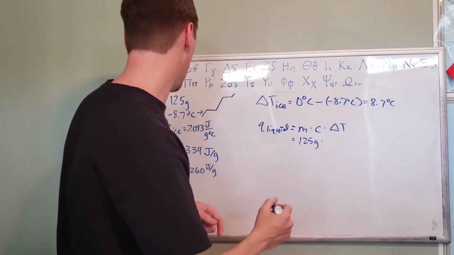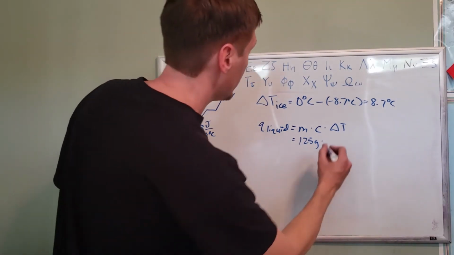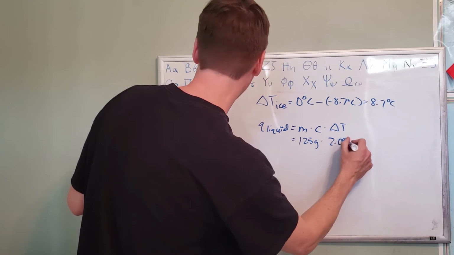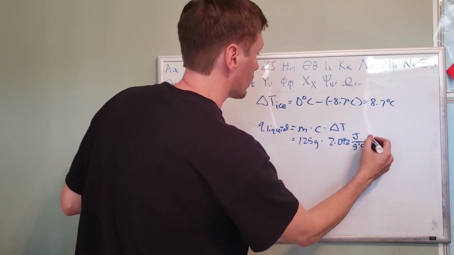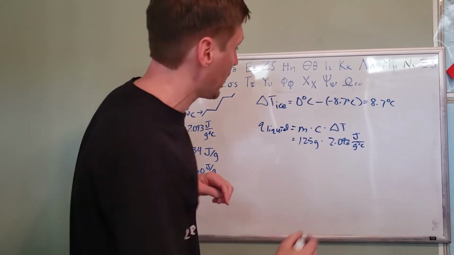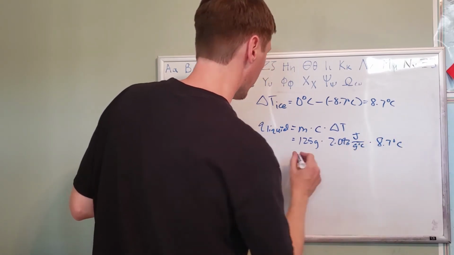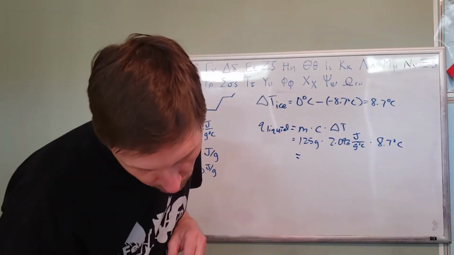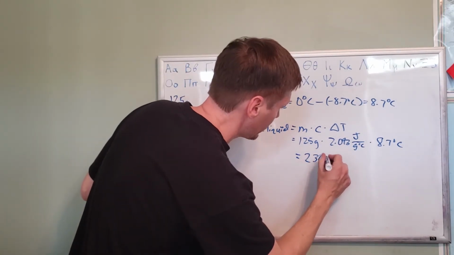That's going to be times the value for the ice that we've been given here. So that's 2.093 joules per gram degrees Celsius. And then we're going to multiply that times what the change in T was. So that is 8.7 degrees C. And so that's going to give us a grand total. The energy that was involved in this transition was 2,300 joules.